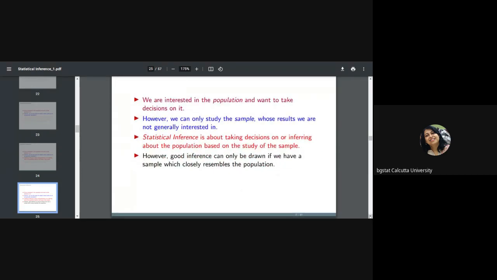There is, however, good inference and bad inference. So going from the sample to the population, it can be done in several ways. For example, I can account for the fact that I might have errors. I can account for the fact that I have sample to sample variability. So if I do this, then I have what is called a good probabilistic method of inference.